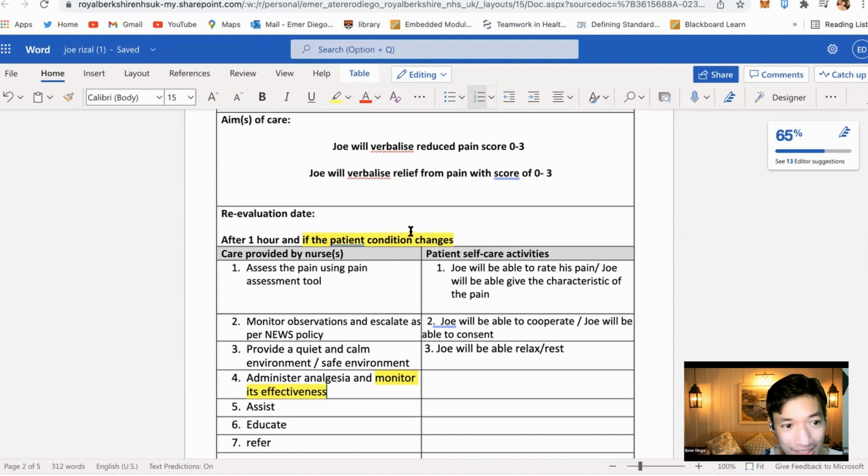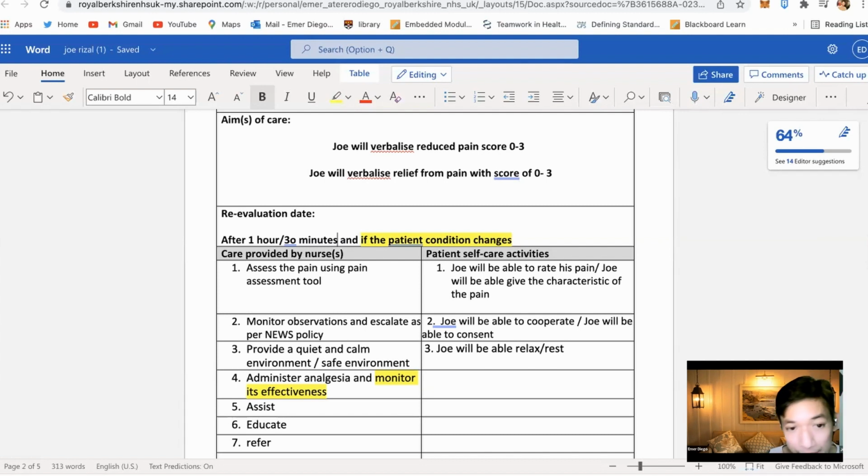Roslyn is asking, do we need to perform it after 30 minutes? Of course, why not? On your evaluation date, you could write after 1 hour or 30 minutes. If you're administering IV medications, let's say IV paracetamol, we all know within 15 to 30 minutes you will see the effect. But for oral medication, it will take an hour or so. You could also do that on your care plans. If you want to write after 30 minutes and if the patient condition changes, that is also correct.